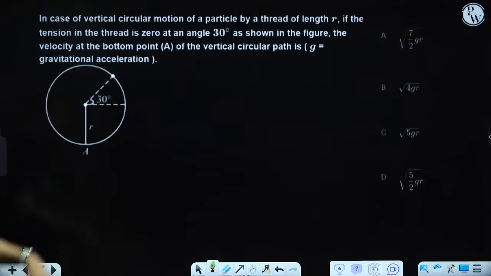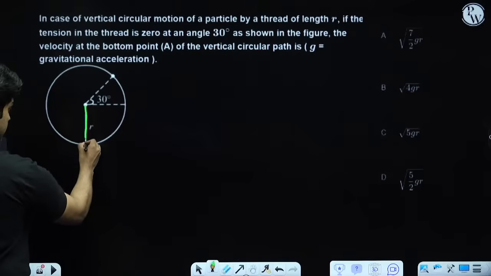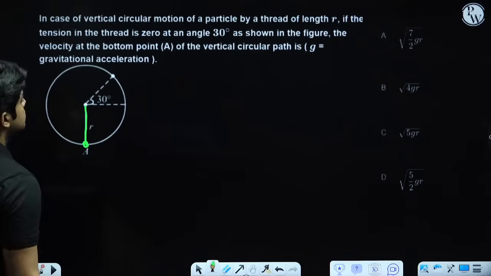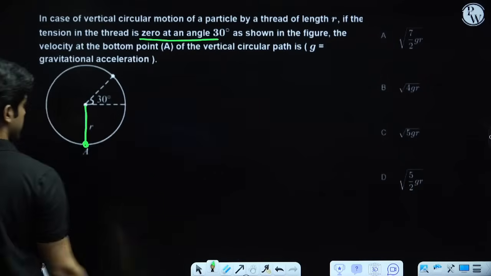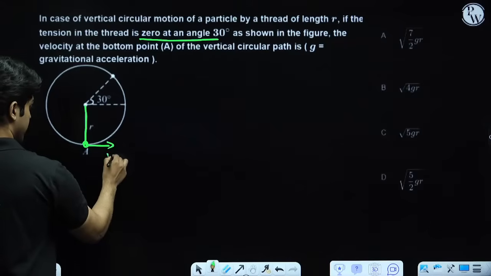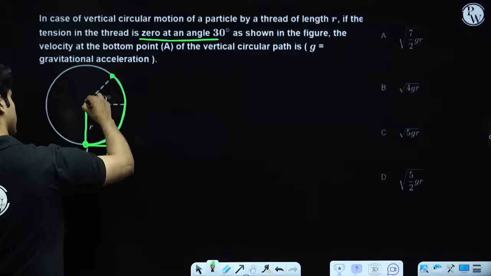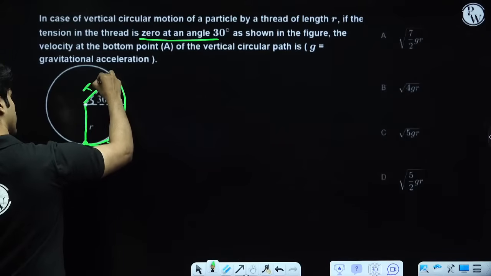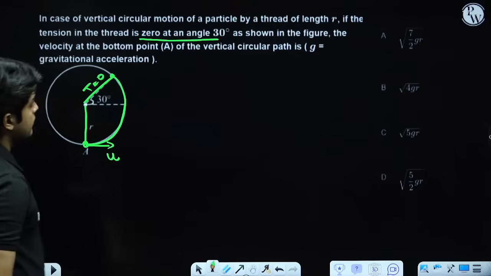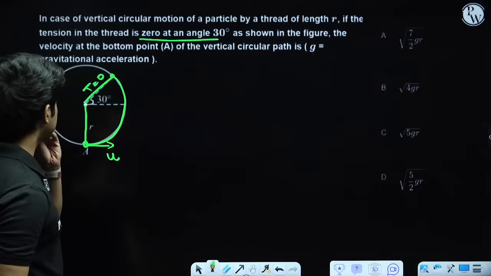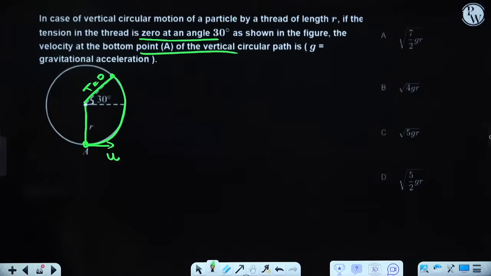So here we have vertical circular motion of a particle. So particle is attached to this thread. The question is if the tension in the thread is 0 at an angle of 30 degree. So we have given it some speed u, let's say. It moves along the circular track, and when it reaches this location, the tension in the thread becomes 0. Then the question is, what is the velocity at the bottom point? We have to find this u.